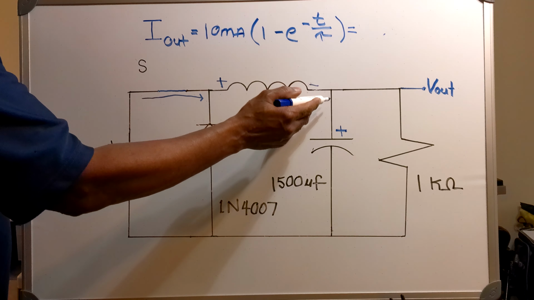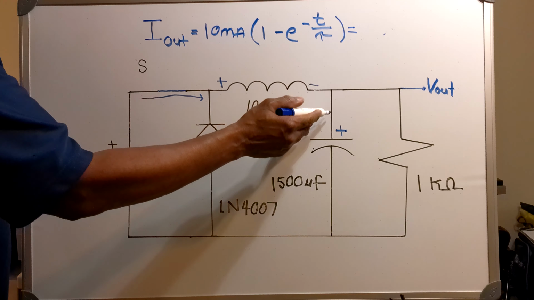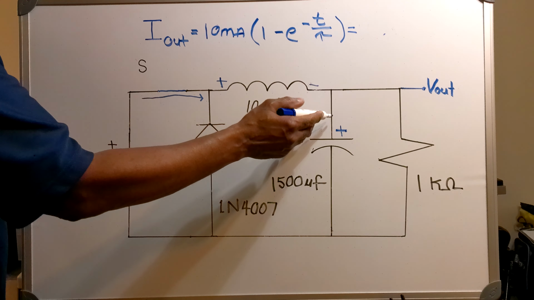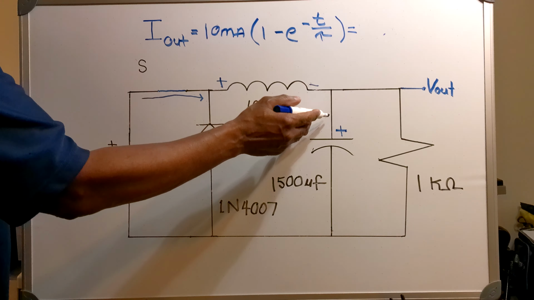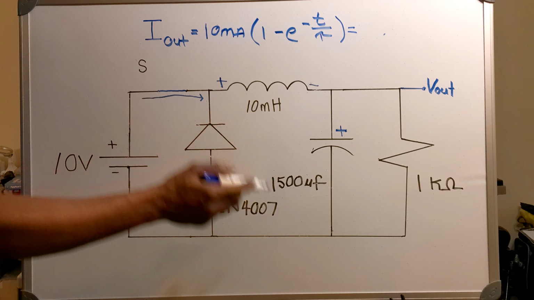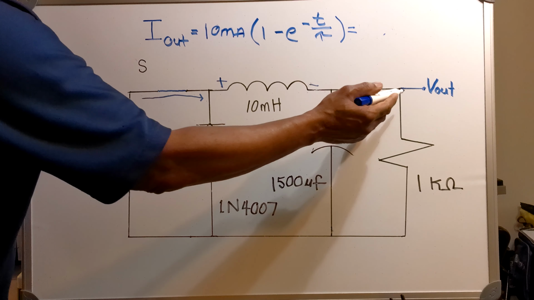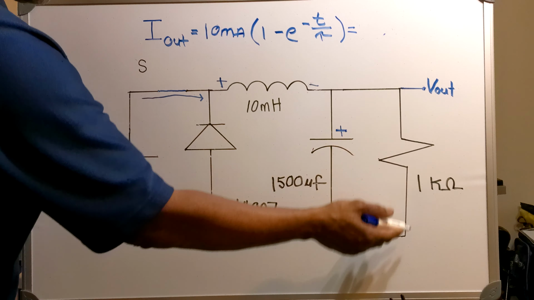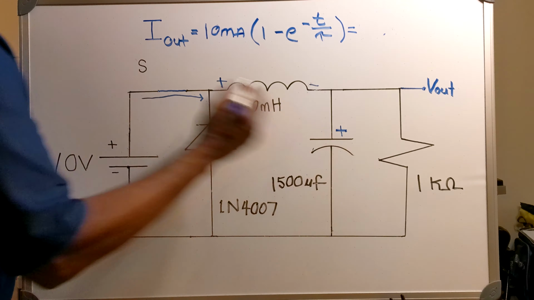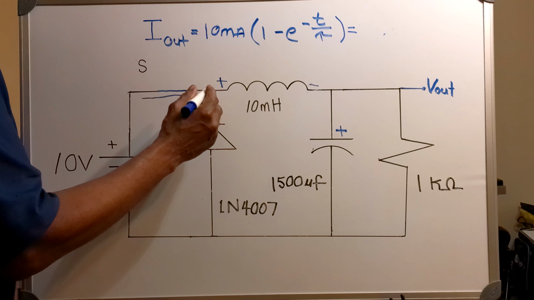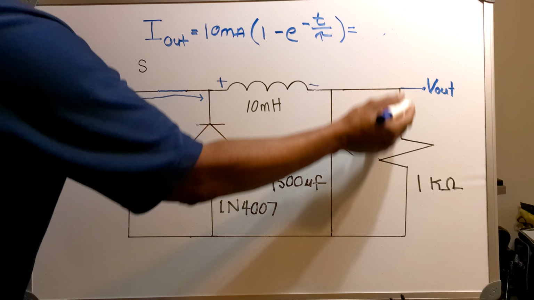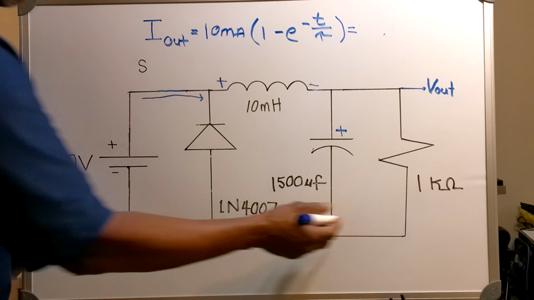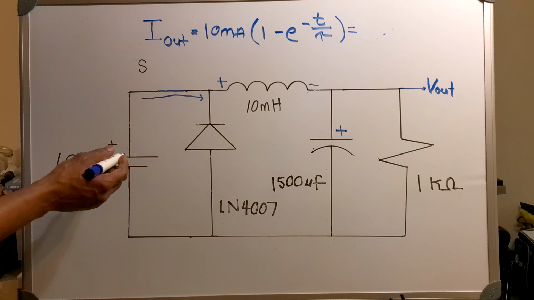There's also no current flowing through my capacitor because my capacitor will block DC. Therefore, my current will be flowing through my resistor. The current is flowing through the inductor and through the resistor and back to my volt source.